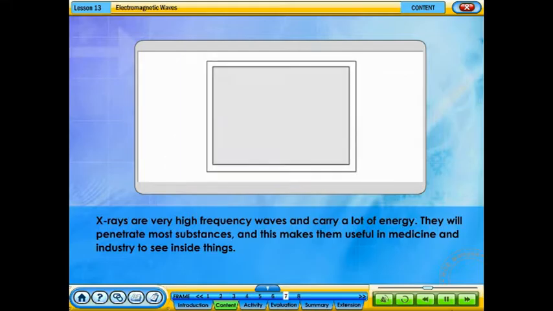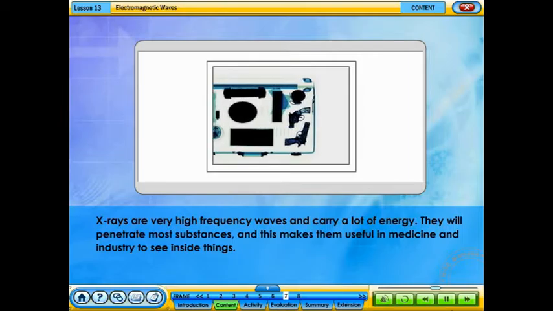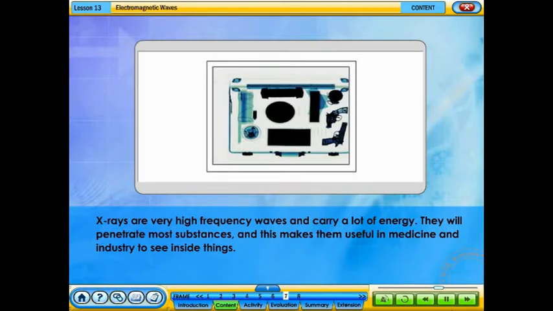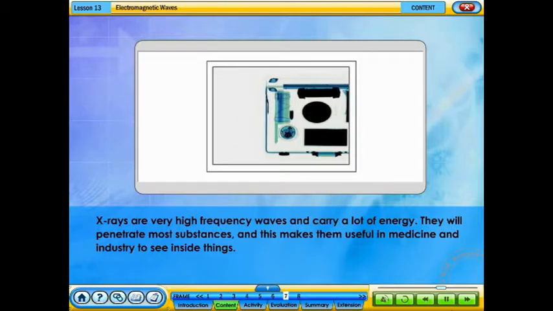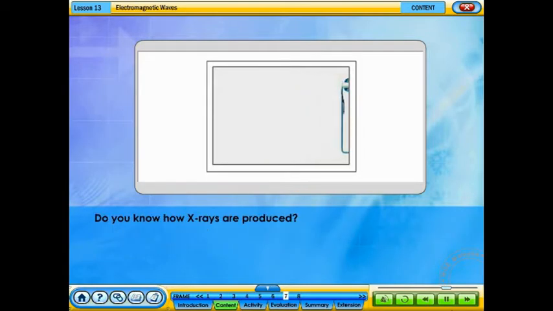X-rays are very high-frequency waves and carry a lot of energy. They will penetrate most substances, and this makes them useful in medicine and industry to see inside things. Do you know how X-rays are produced?